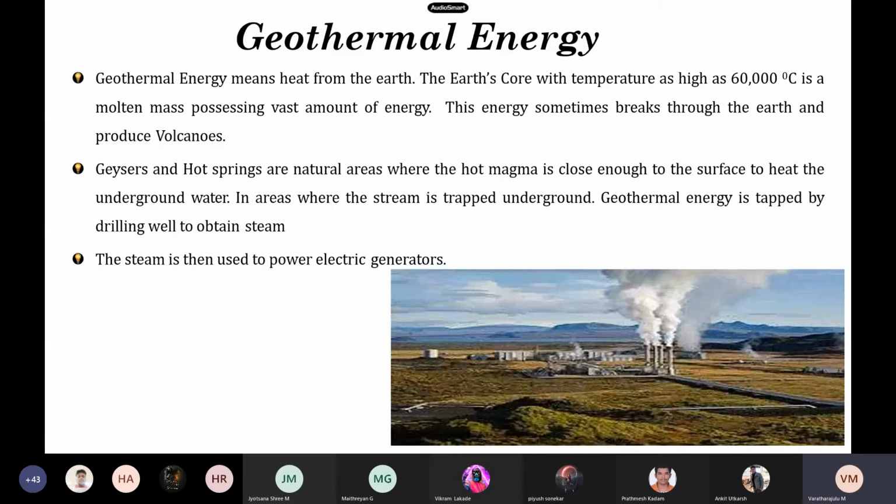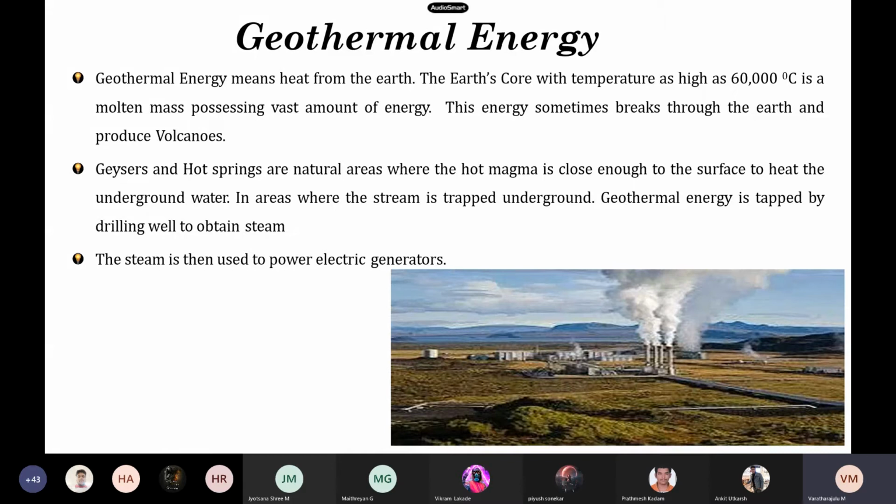The earth's core has a temperature as high as 60,000 degrees Celsius. It may vary; it depends upon the authors. It is a high molten mass possessing a vast amount of energy, and this energy sometimes breaks through the earth and produces volcanoes.